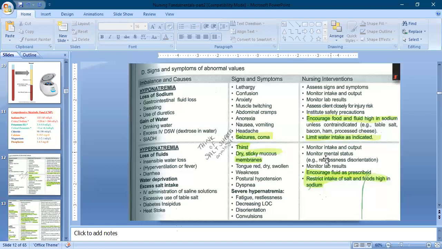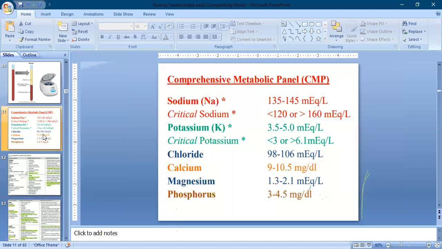So if you read here, you can get the same thing. Monitor input and output, and monitor the mental status because they can develop confusion or disorientation. We encourage them to take fluids. Also restrict intake of salt or a high sodium content diet. Now go to the next one.